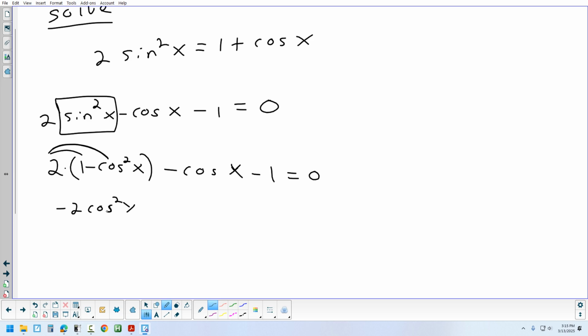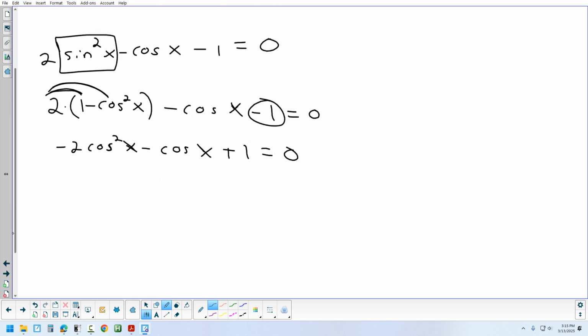And then we're still going to have the minus cosine x. And then we have a minus 1. And we're going to get 2 times 1 is how much? 2. So what's 2 minus 1? 1. All right. Now we can try to factor it and see what happens.